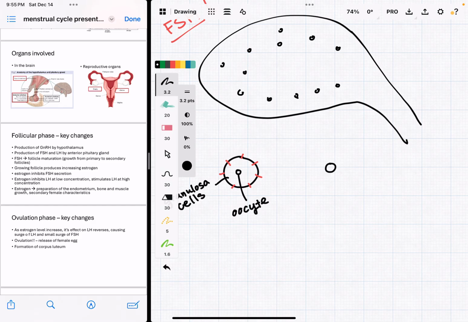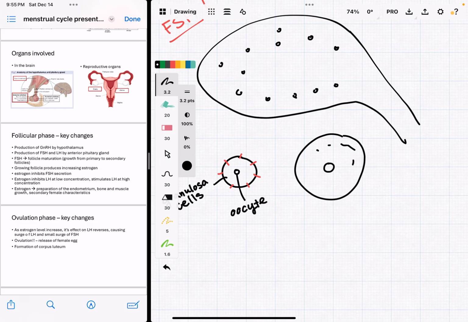So here is a larger follicle with a lot of granulosa cells, and it's going to have a lot more FSH receptors. Therefore, it's going to respond to FSH a lot better than a small follicle.